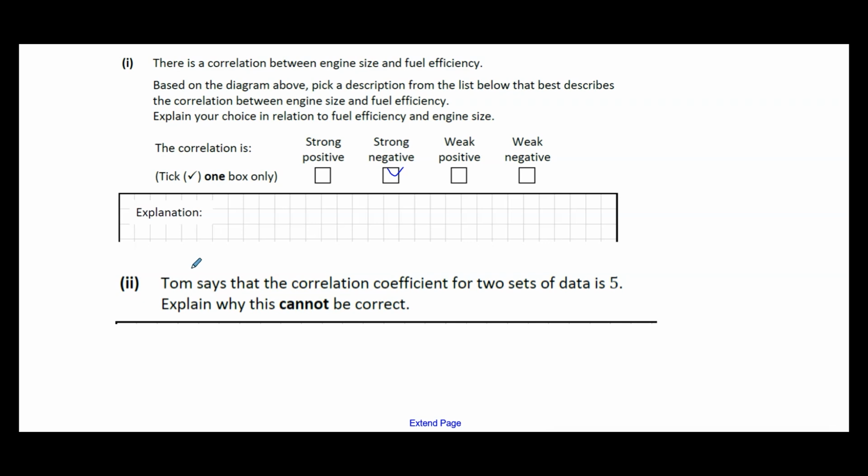Now, the next part. Tom says that the correlation coefficient for two sets of data is 5. We know he is not correct. Explain why this cannot be correct. Well, the simple reason is because the correlation coefficient is between values -1 and +1. So he cannot be correct because we don't have 5 as a correlation coefficient.